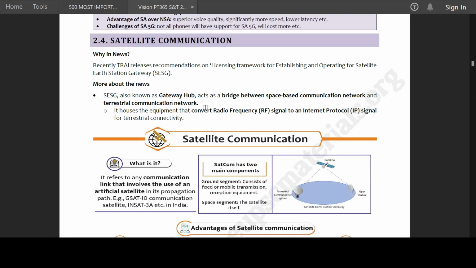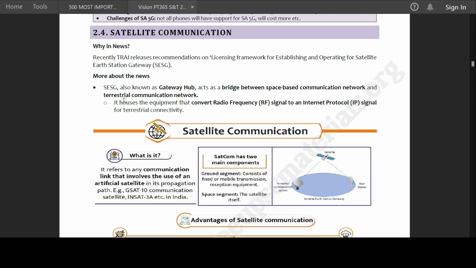Satellite communication. Recently, TRAI releases recommendations on licensing framework for establishing and operating Satellite Earth Station Gateway (SESG). SESG, also known as Gateway Hub, acts as a bridge between space-based communication network and terrestrial communication network. It houses the equipment that converts the radio frequency signal into an internet protocol signal for terrestrial connectivity.